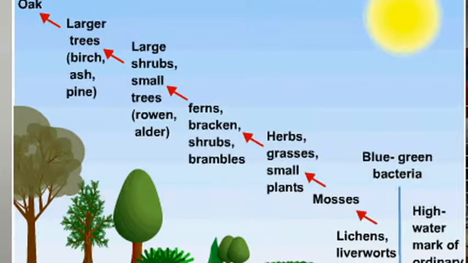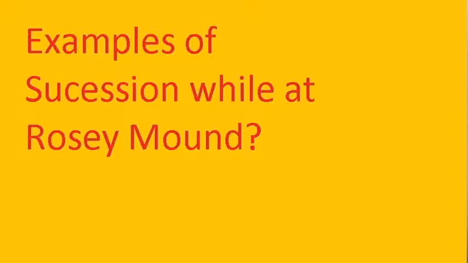Hi, Alexis. Hi, Tony. From what I understand, you went to Rosy Mound Natural Area to study succession. Yes, I did, and it was a wonderful experience. So tell me, what exactly is succession? Succession is a regular replacement of species in a certain area over a long period of time. Okay, now I know what succession is.